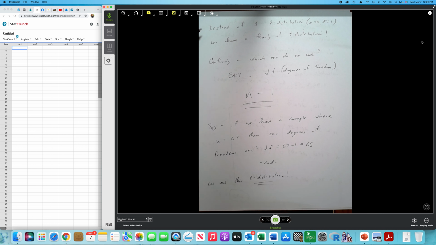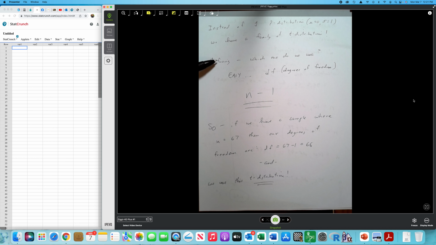So instead of one z distribution, which has mean zero and standard deviation one, we have a family of t distributions. We have many t distributions dependent on a certain thing. So confusing, yeah, a little bit. But again, let me complete the presentation of the t distribution.